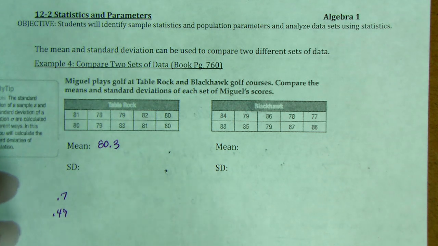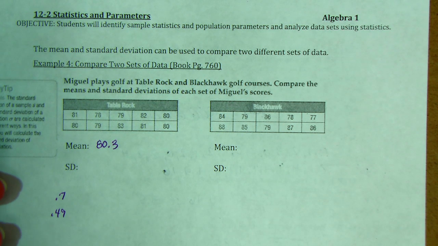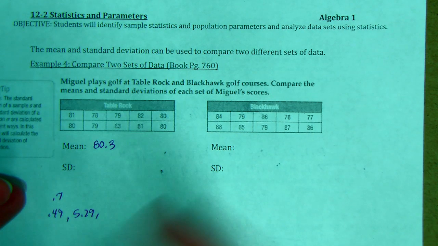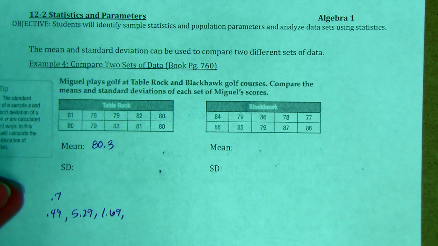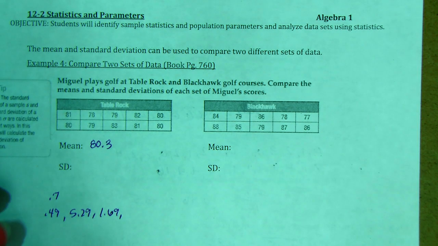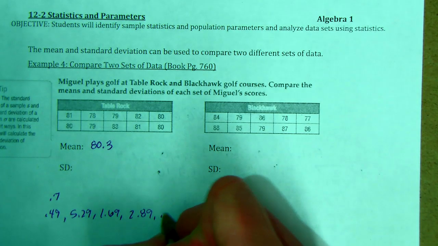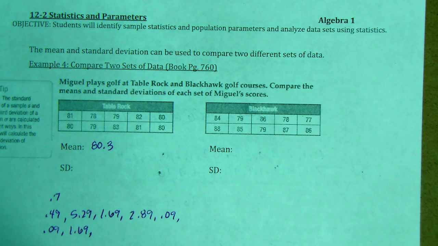78, and we square it, which would be 5.29. 1.3 squared would be 1.69. 82 minus 80.3, square it, 2.89. 0.3 squared is 0.09. 0.09. 1.69. 83 minus 80.3 squared gives me 7.29.